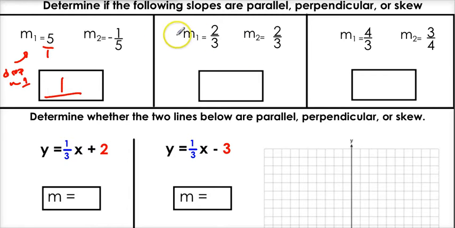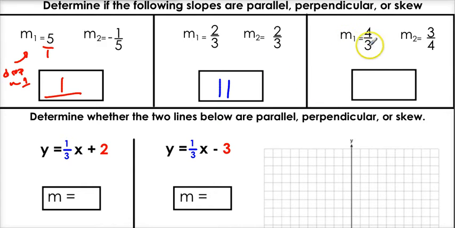Now, if you look over here, slope 1 is 2/3, slope 2 is 2/3. They are exactly the same, and since they are exactly the same, these would be parallel. Rockin'. And then finally, we have our two slopes over here.